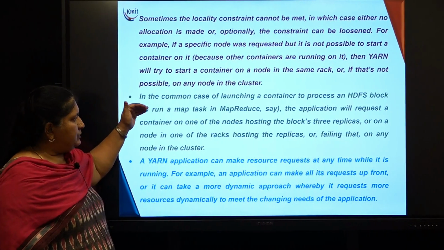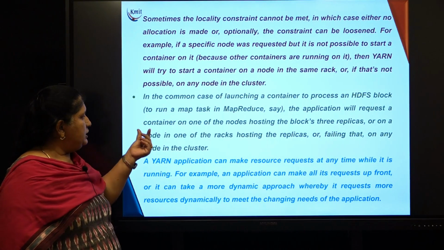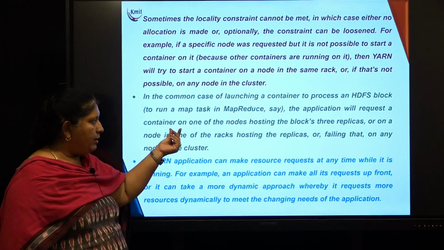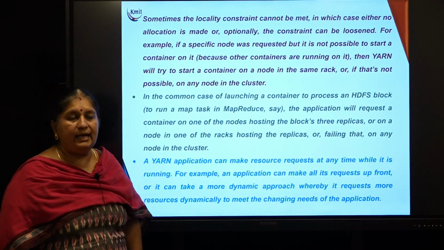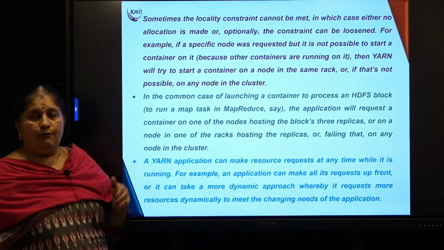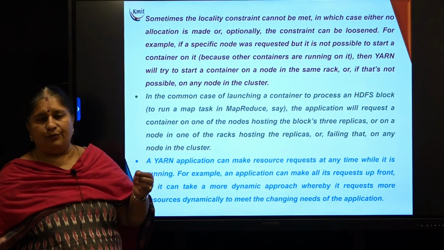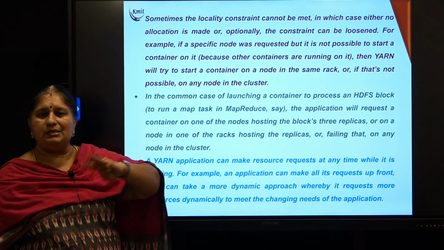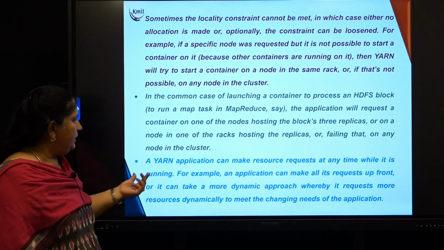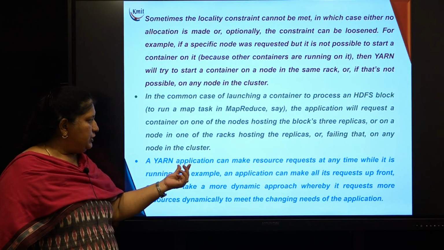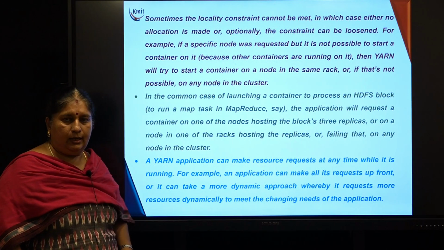In the common case of launching a container to process an HDFS block, the application will request a container on one of the nodes hosting the block's 3 replicas. As I told you, for every block you will have 3 replicas. So ideally we request: please allocate any one of these 3 nodes so that my application can finish fast. And a yarn application can make resource requests at any time while it is running.